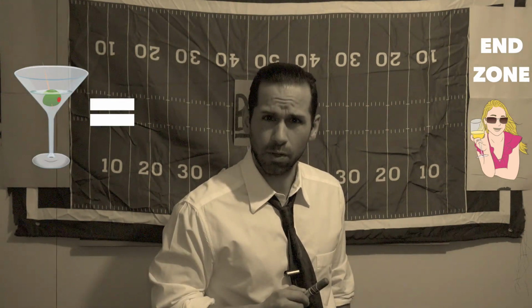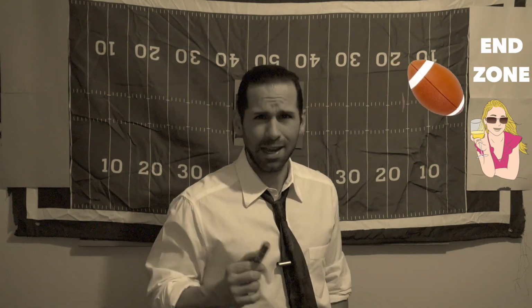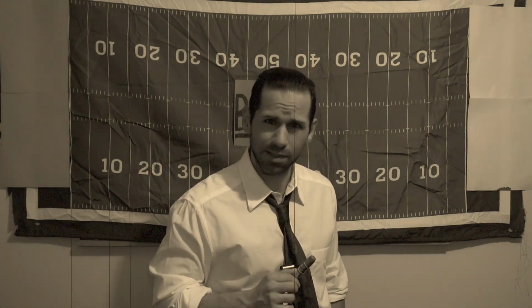You bought Becky a drink because you're a goddamn gentleman. That drink is the ball. The name of the game here is to get the ball in the end zone, aka the drink to Becky. There's two ways you can do this. Now you're the quarterback, the ball thrower, the one who bought Becky her drink.